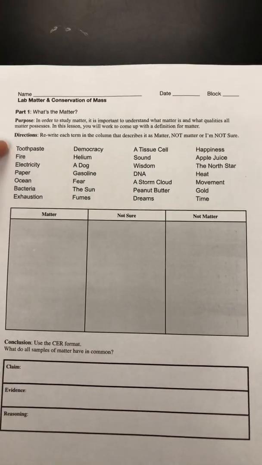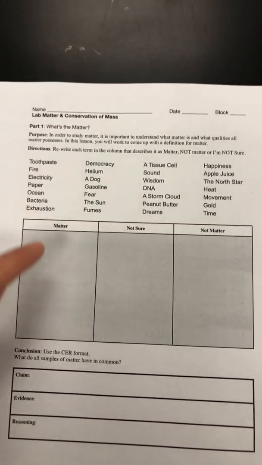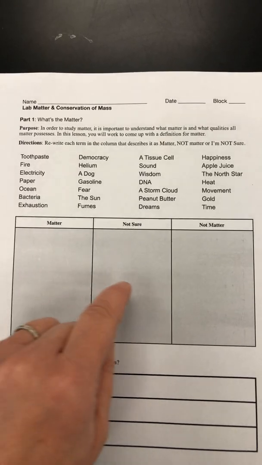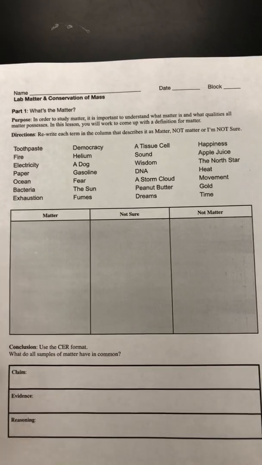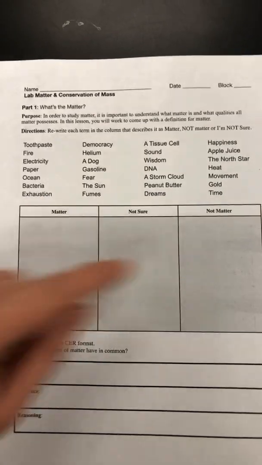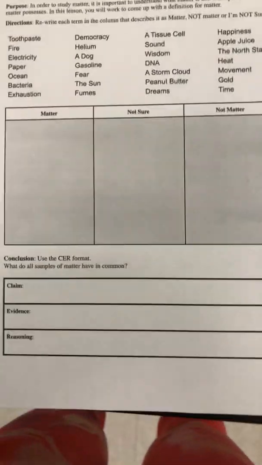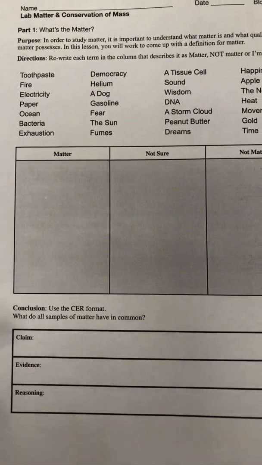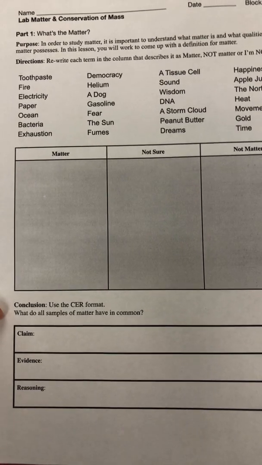You know it's definitely not matter, or you're not sure. So you need to take this word toothpaste and then you need to annotate it in the column in which you think. As you work through all of these terms, okay, then you need to do your CER question format.